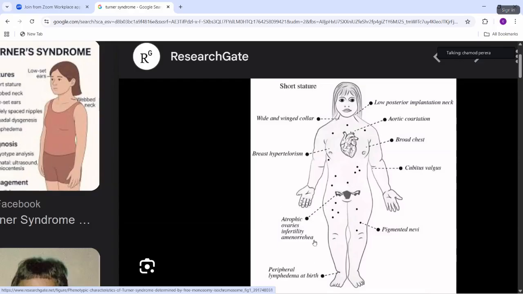And they have gonadal atrophy. And pigmented nevi are also seen in these patients with Turner syndrome. They also get peripheral lymphedema that is present even at birth, right? And as a whole, these babies have short stature. So this is a good diagram. Actually, you can take a screenshot to remember all manifestations of Turner syndrome, right?